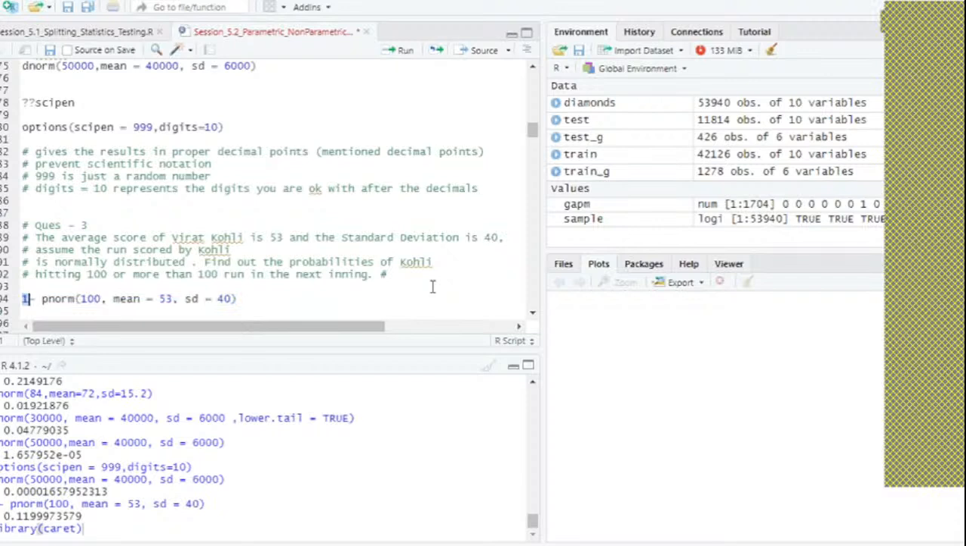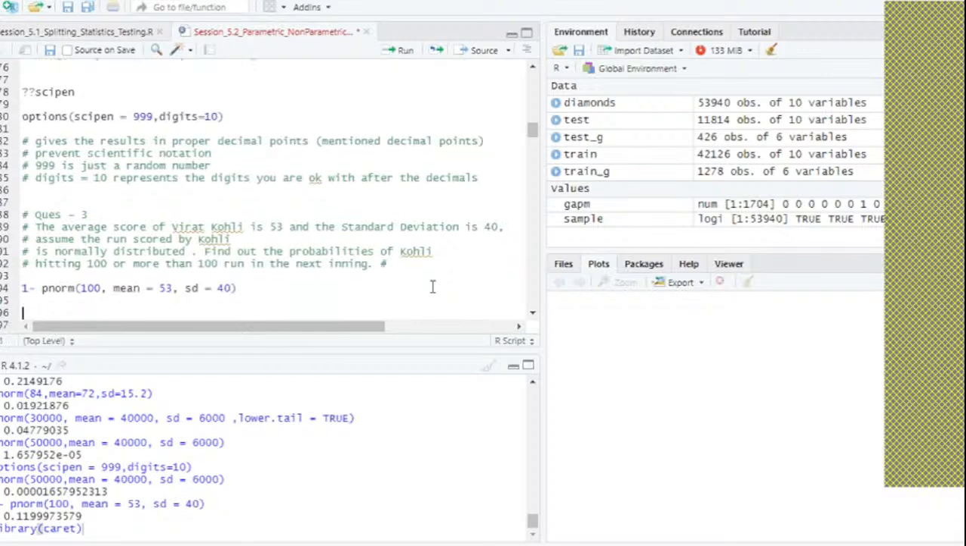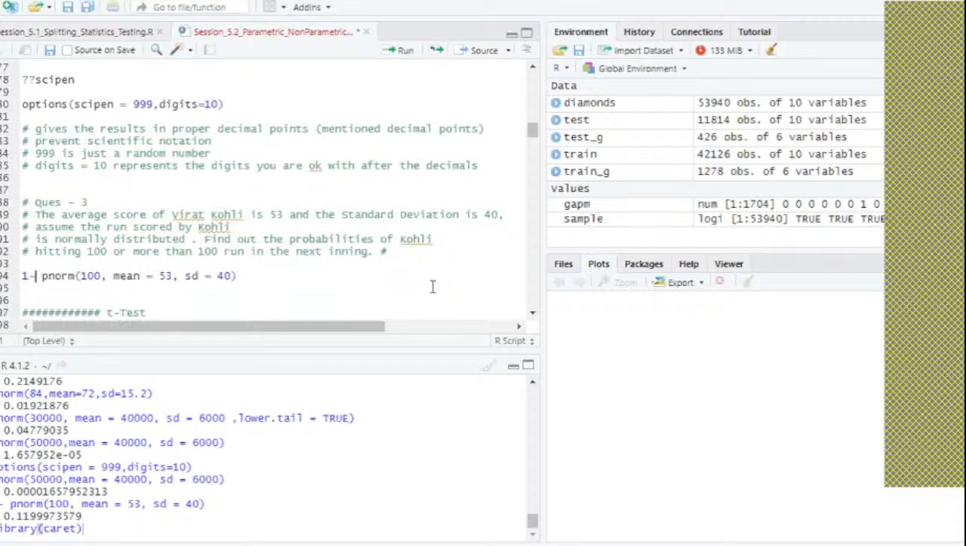Right? So I should either do a 1 minus p norm, or I add the argument lower tail equal to false, right? Clear?